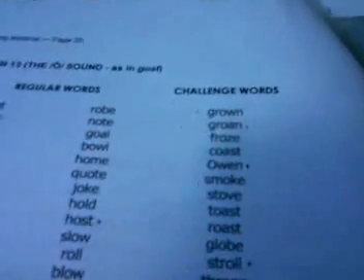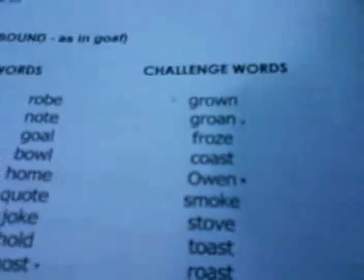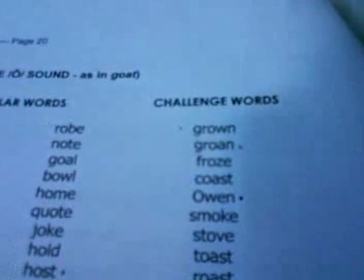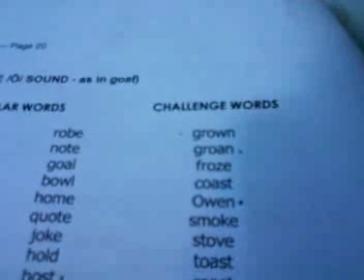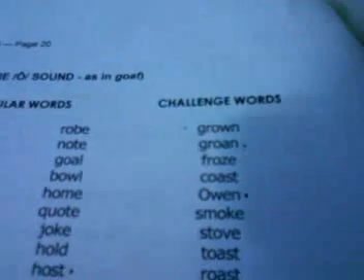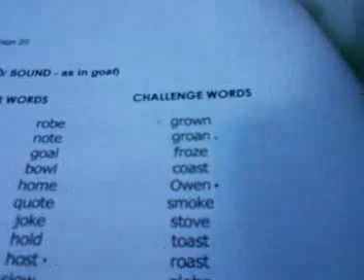Low. Pop. All right, so these were some pretty challenging challenge words, as you can see on my sheet of paper. So let's go over just a few of them, okay? What's O-W-N? Own. Good. So what's R-O-W-N? Wrong. Good. So what's G-R-O-W-N? Wrong. Good. So what's G-R-O-A-N? Wrong. Good.